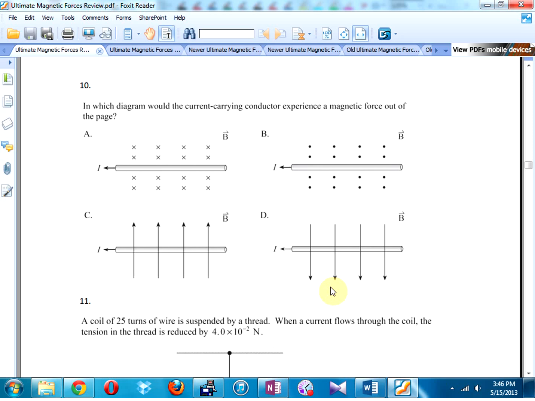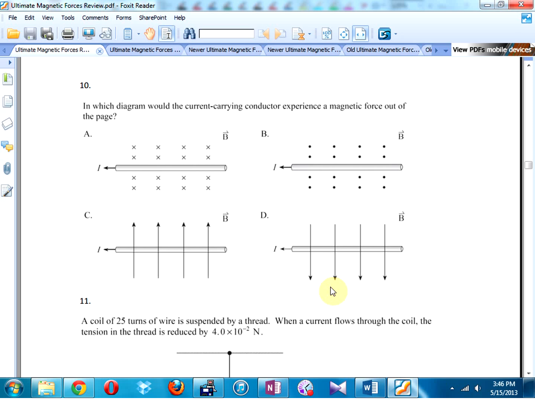Which way do we want the force? Out of the page. So for me, I got to bend like that. Which of these tells me the magnetic field? My fingers. Which way are my fingers pointing? Down. So which is the correct diagram? D. Okay.